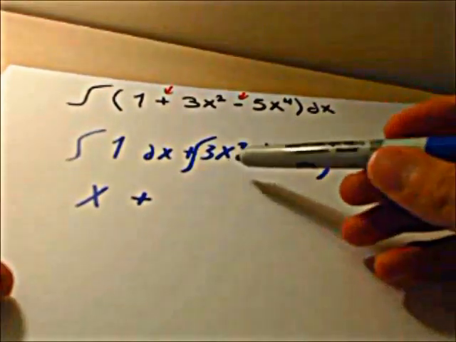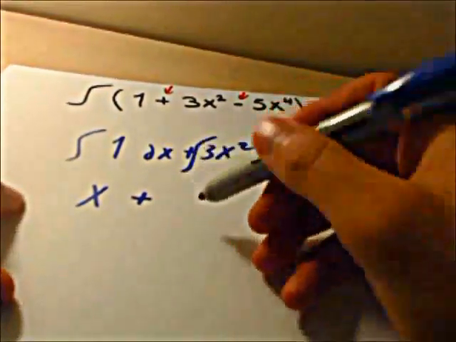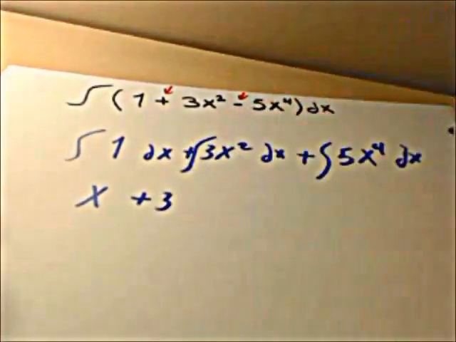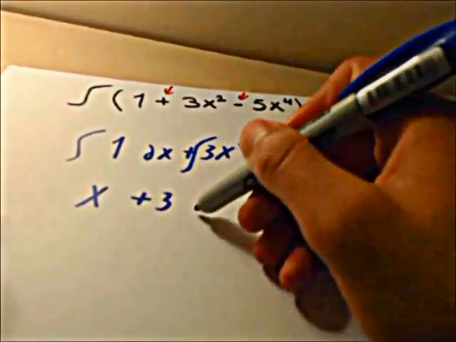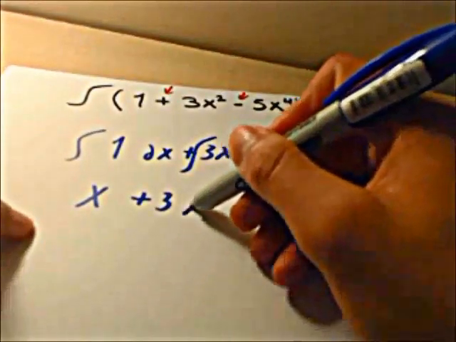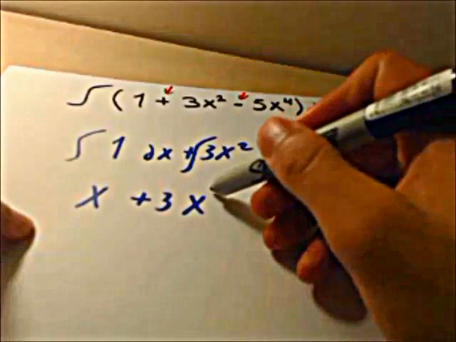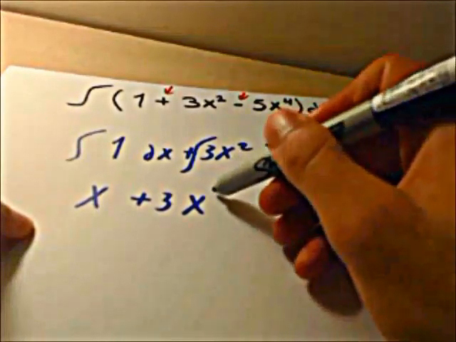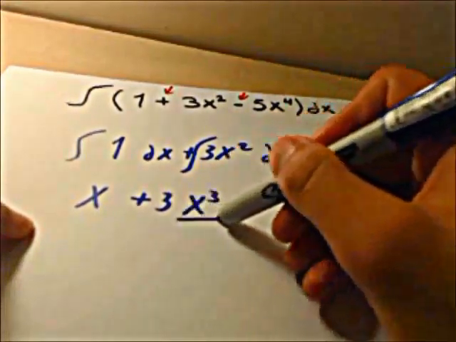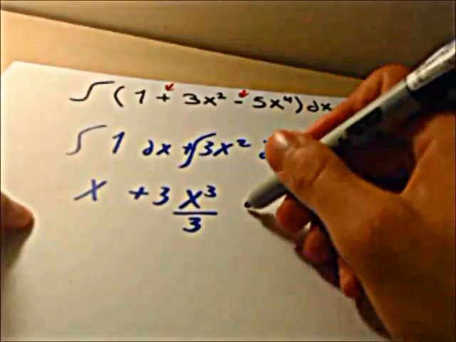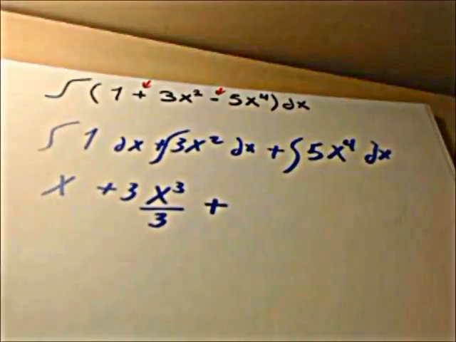The integral of the second part is 3x squared. We leave the constant, the coefficient of x, out, and then we take the integral. To take the integral, we add 1 to the power, so squared becomes cubed, to the power 3, and divide by the new power, which is 3. Same thing for the last part.